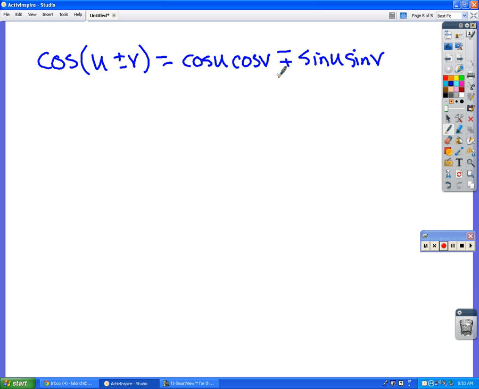Why did I just do cosine? We were just messing with sine. Let's find the sine one. The sine one is the sine of some two things added together or subtracted.